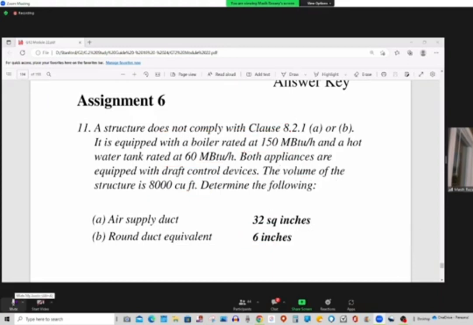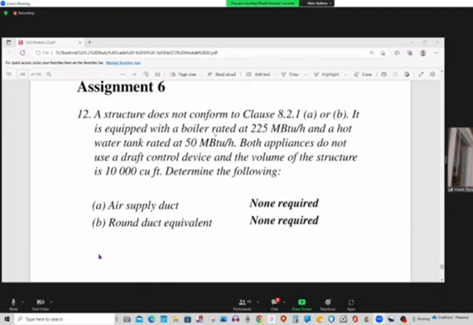Mr. Jamal, number 12, please. A structure does not conform to clause 8.2.1 A or B. It is equipped with a boiler rated at 225 MBTU and a hot water tank rated at 50 MBTU. Both appliances do not use a draft control device, and the volume of the structure is 10,000 cubic feet.